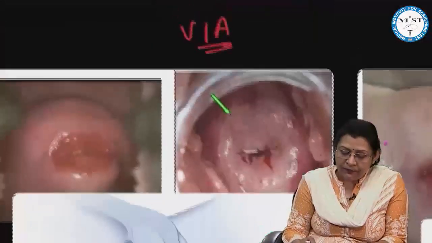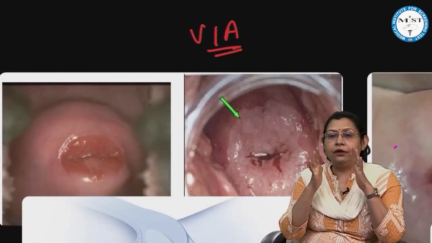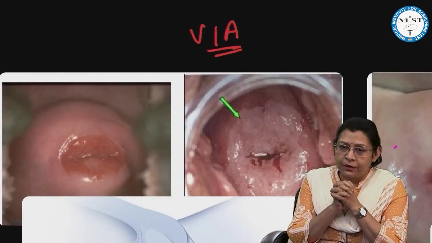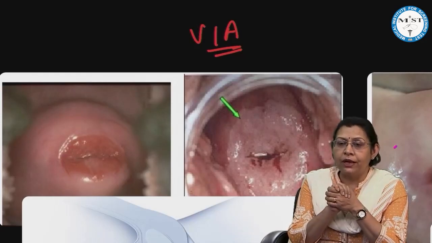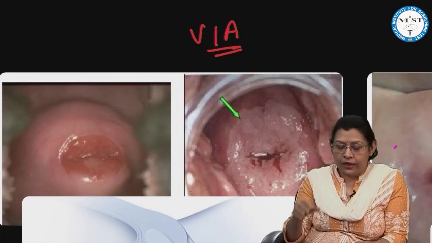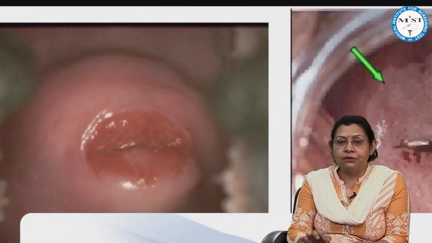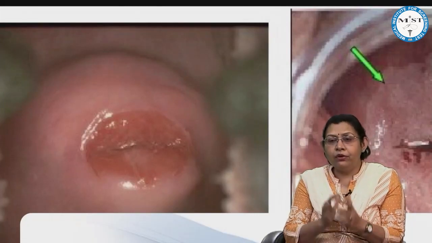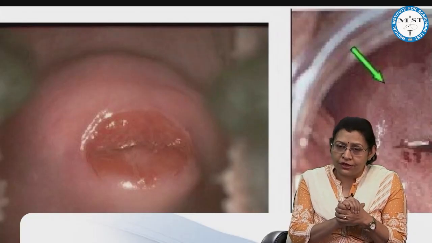But in the periphery we are applying the VIA test. What is the interpretation of the VIA test? That is very important. VIA is the visual inspection of the cervix after applying acetic acid. Suppose a cervical pathology is visible, some cervical erosion is seen, and we don't know whether it's inflammatory or an early stage of carcinoma cervix.